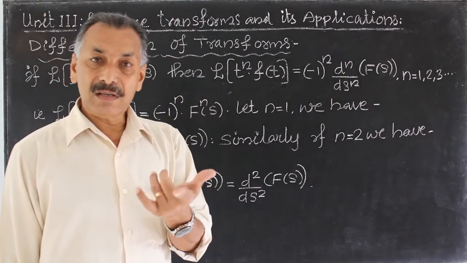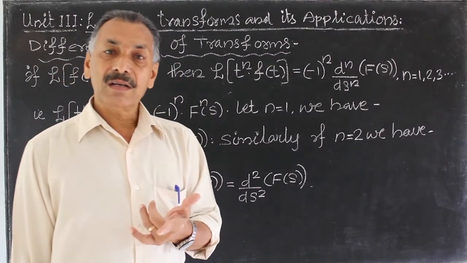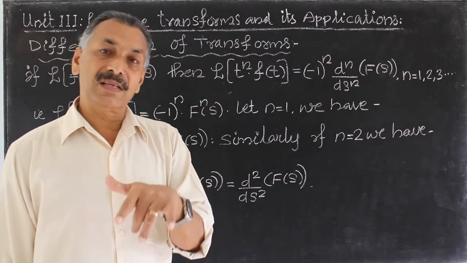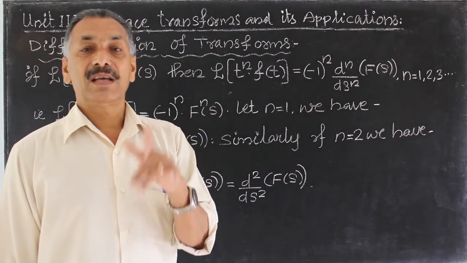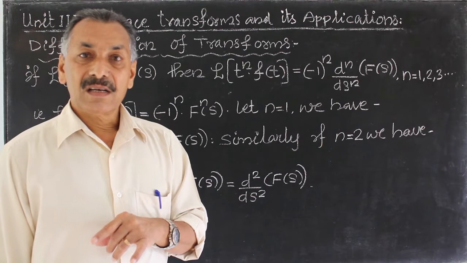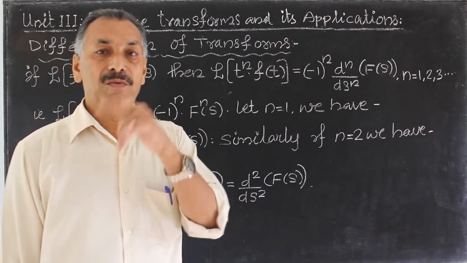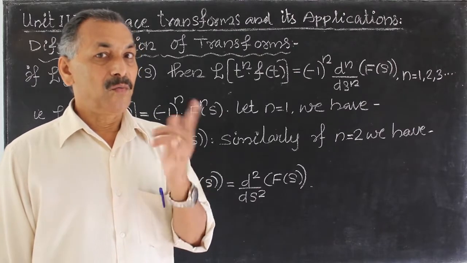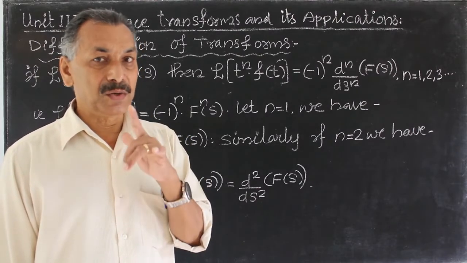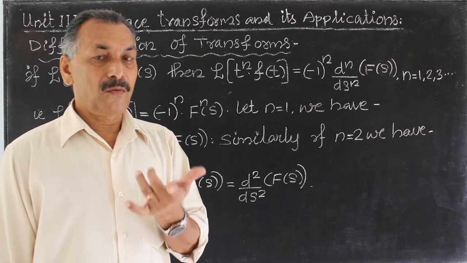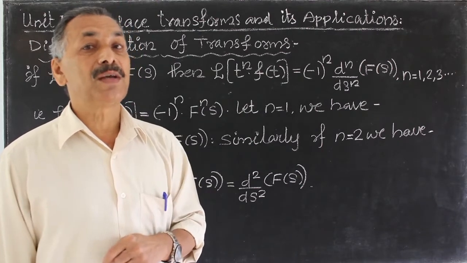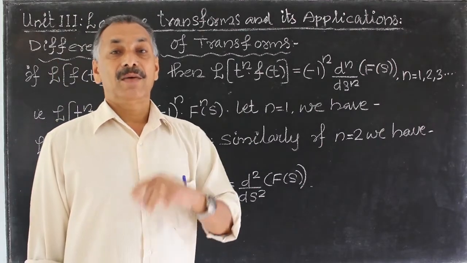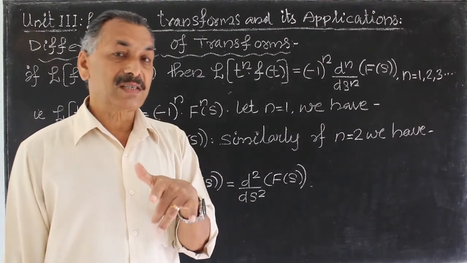We have already seen that if f of t is a function, then what is the Laplace transform of f dash t? If y is equal to y of t, then L of y dash t is equal to s into Y of s minus y of 0, that is s into Y minus y of 0. What is the Laplace transform of y2 dash?